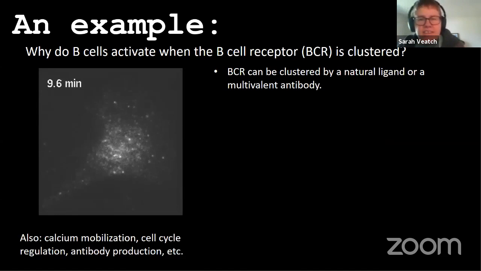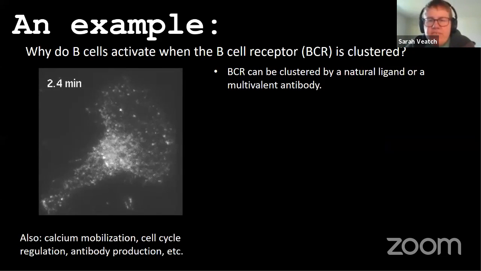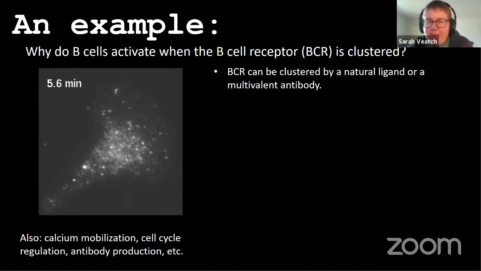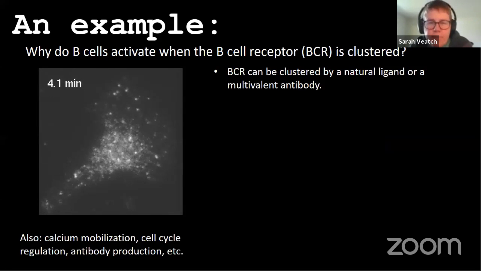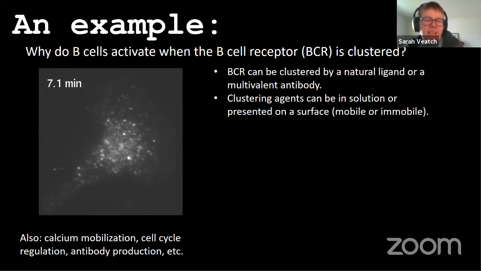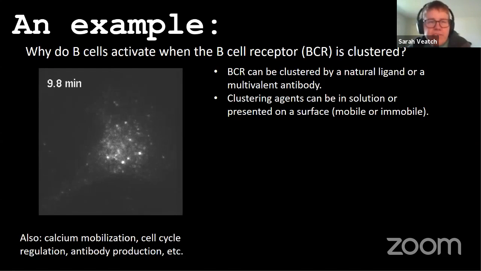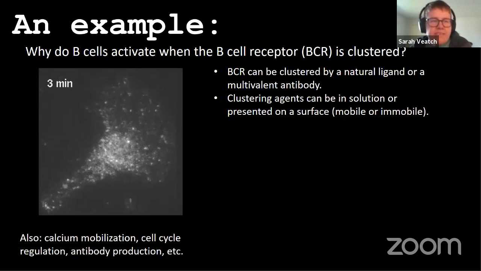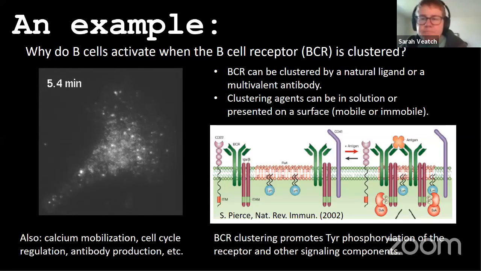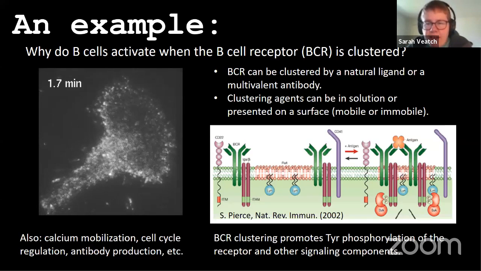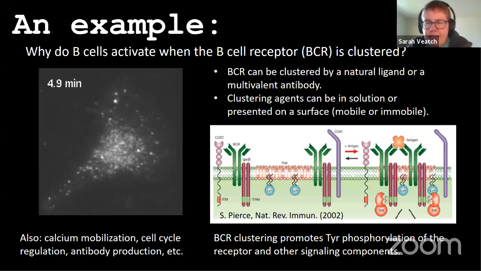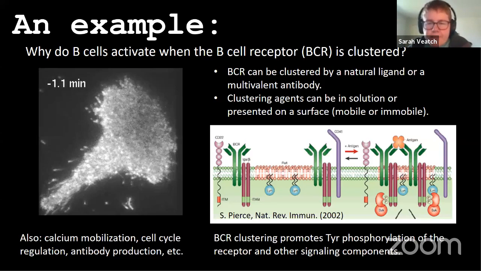Now, it's interesting that you can cluster these B cell receptors either by a real ligand, something it's naturally developed against, or just an antibody or streptavidin or something that's really not very biological. These clustering agents can be on a surface or in solution. There are all sorts of different ways it can be presented to the cells and they still respond. At the end of the day, what has to happen for these cells to respond is that these receptors have to get tyrosine phosphorylated. So something about clustering these receptors leads to their being phosphorylated.